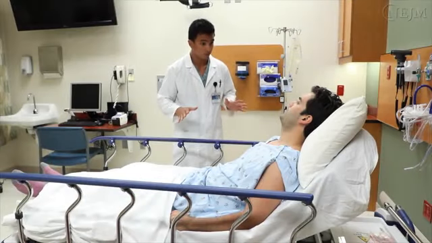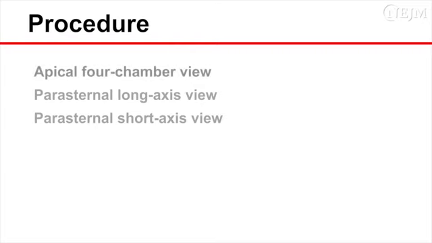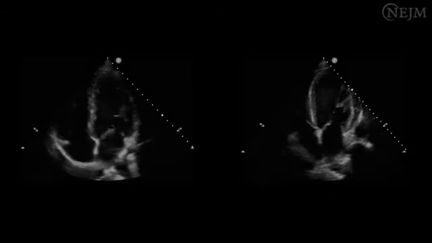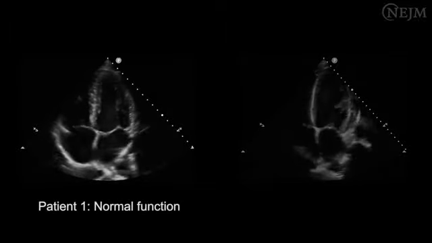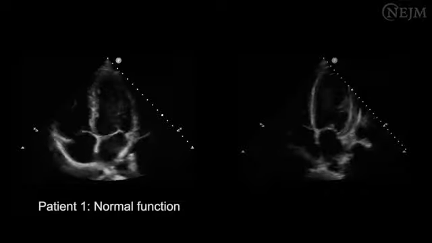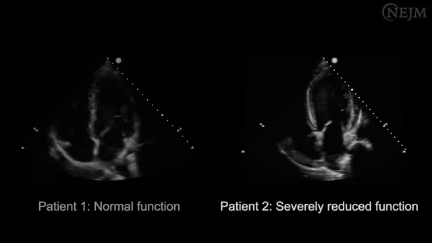To begin your evaluation of left ventricular systolic function, obtain images first in the apical four-chamber view, then in the parasternal long axis view, and finally in the parasternal short axis view. We will show images from 2 patients. Patient 1 has normal left ventricular systolic function, and patient 2 has severely reduced left ventricular systolic function.